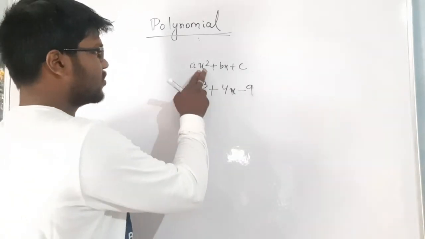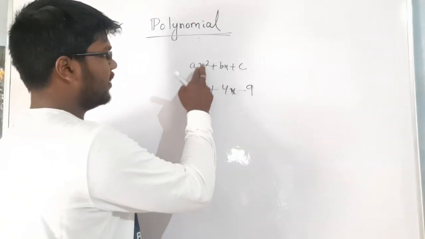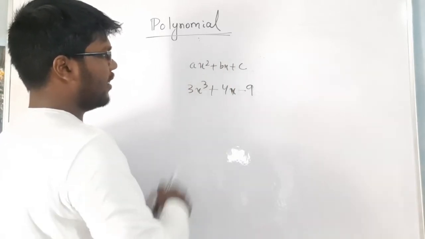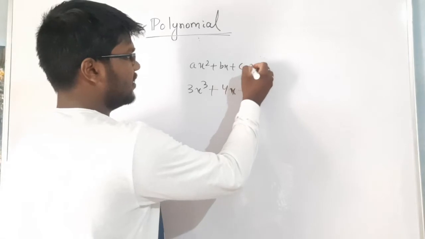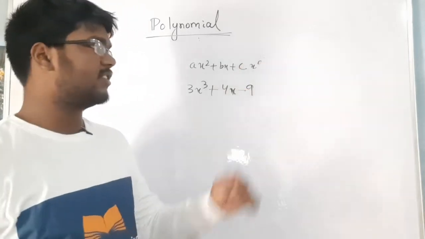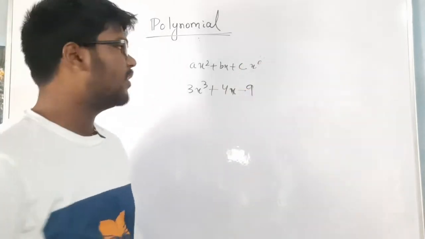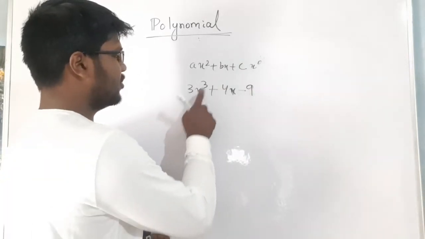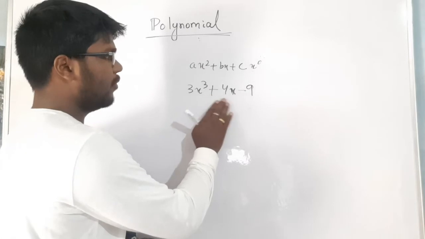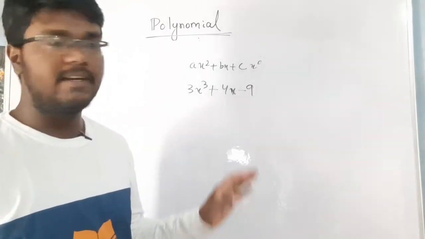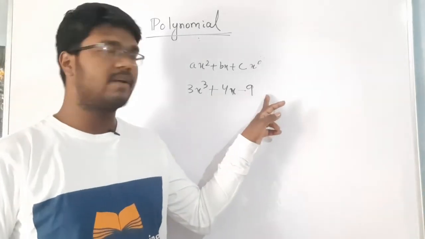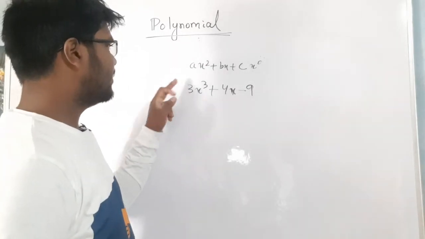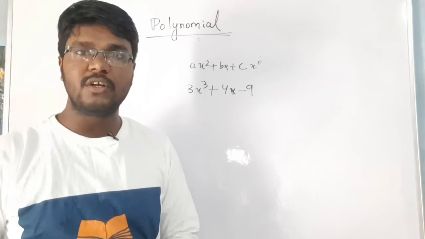In ax square, the power of x is 2, here the power of x is 1, and here the power of x is 0. If I write x raised to the power 0, its value will become 1, so it becomes c into x raised to the power 0. And here in 3x cube the power of x is 3, in 4x the power of x is 1, and in minus 9 the power of x is 0. So we have written these two, then what is the degree of the polynomial?